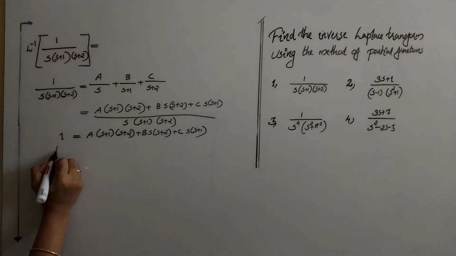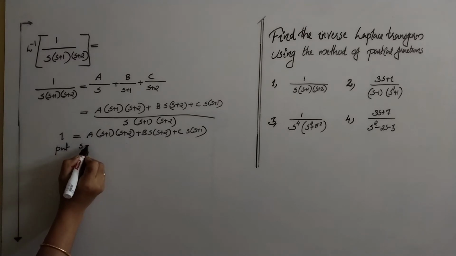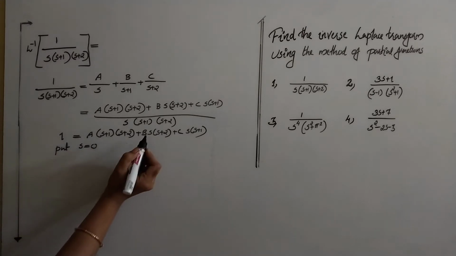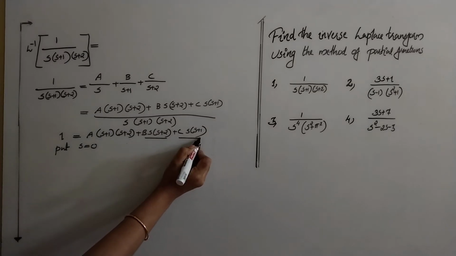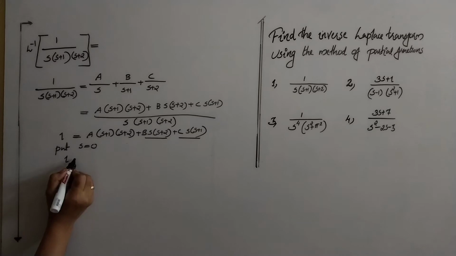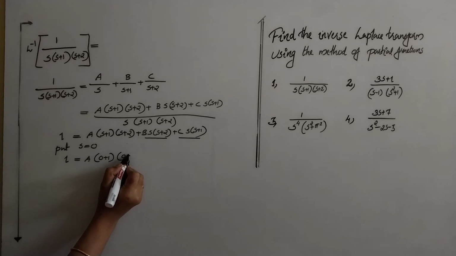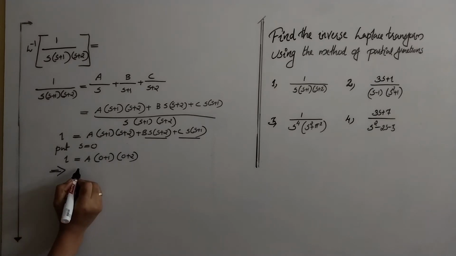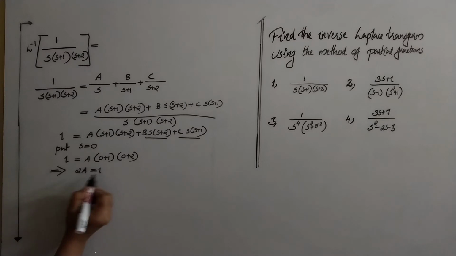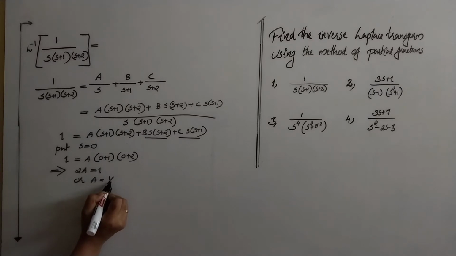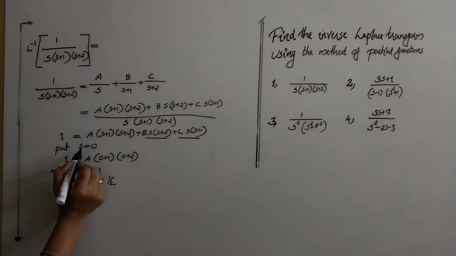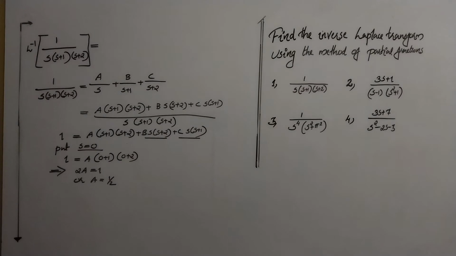Now put s is equal to 0. What we get? When s is equal to 0, this term becomes 0 and this term also becomes 0. Then 1 is equal to a into 0 plus 1 into 0 plus 2. This implies 2a is equal to 1 or a is equal to 1 by 2. To get the values of constants, just put some values for s. If s is equal to 0, a is equal to 1 by 2.